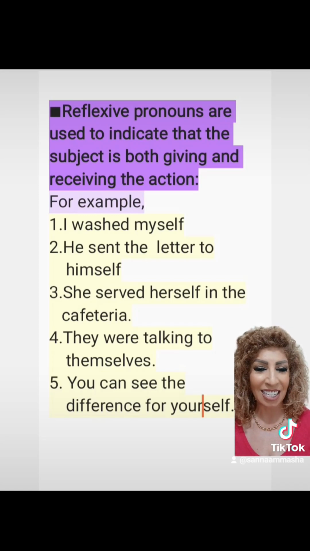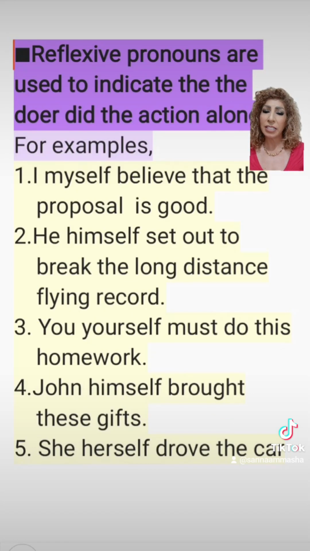While in the second case, there is another thing. Let's see. In the second case, reflexive pronouns are used to indicate that the doer did the action alone. Alright, look at these examples. Number one, I myself believe that the proposal is good. Notice how we wrote myself after the subject straightly. And in the second example, he himself set out to break the long distance flying record.